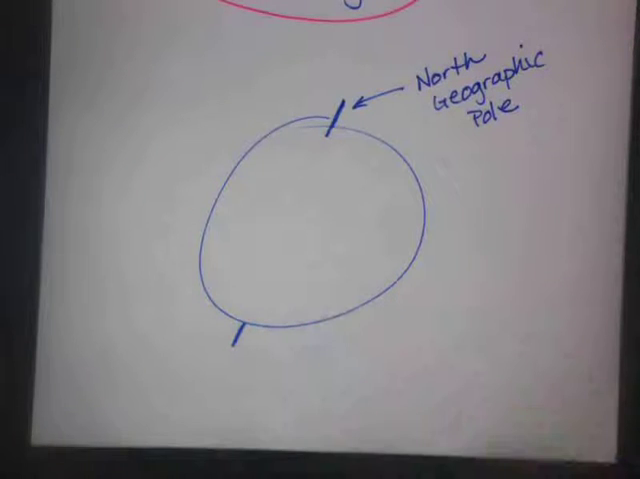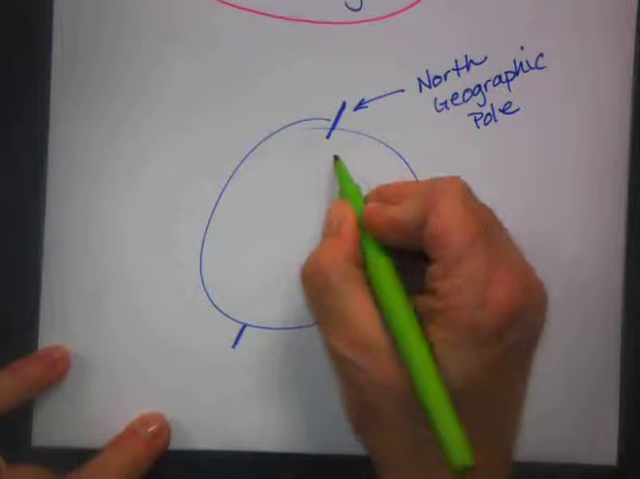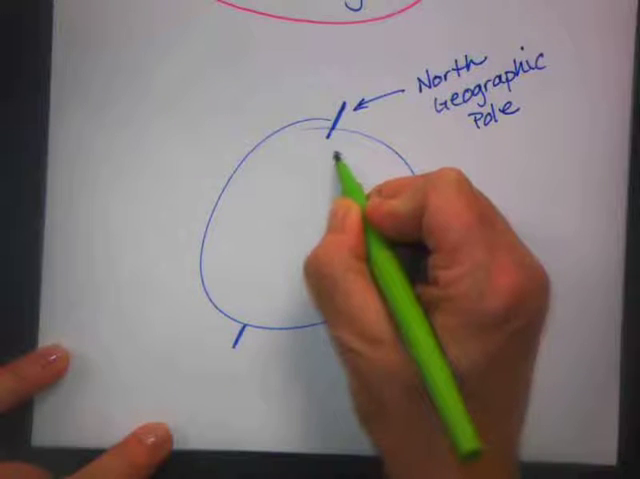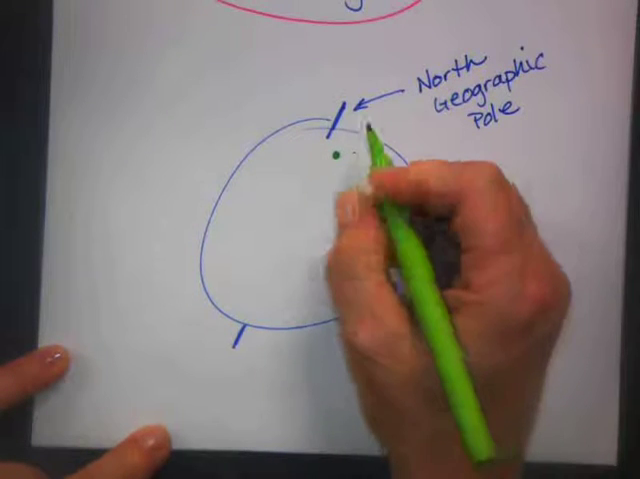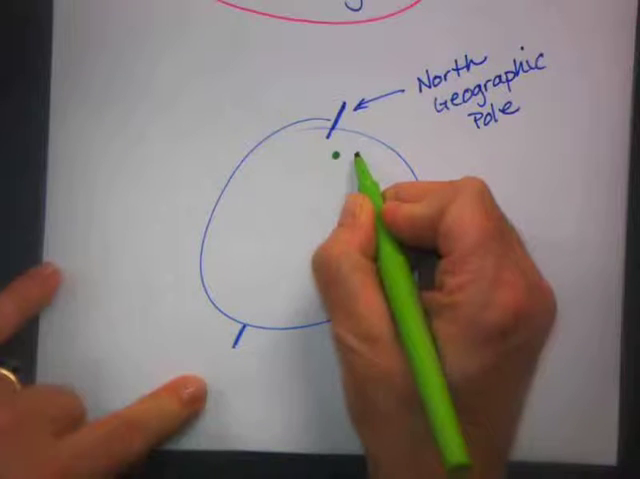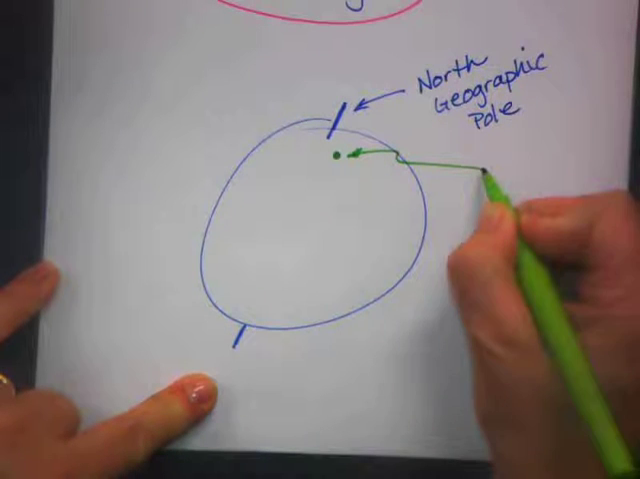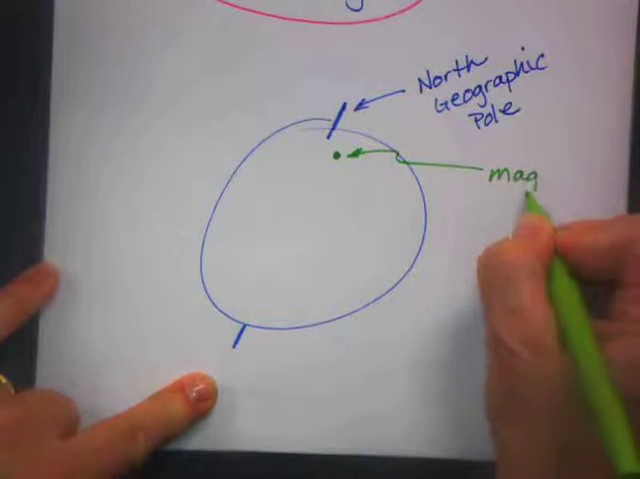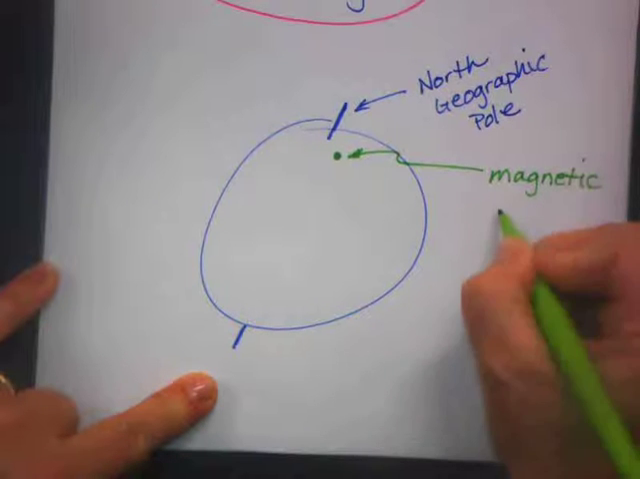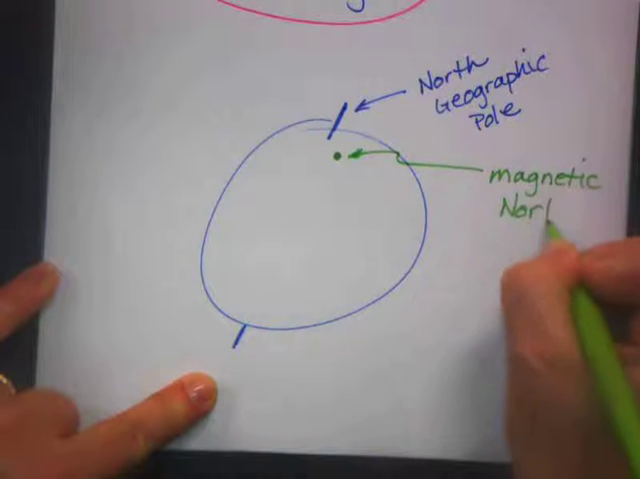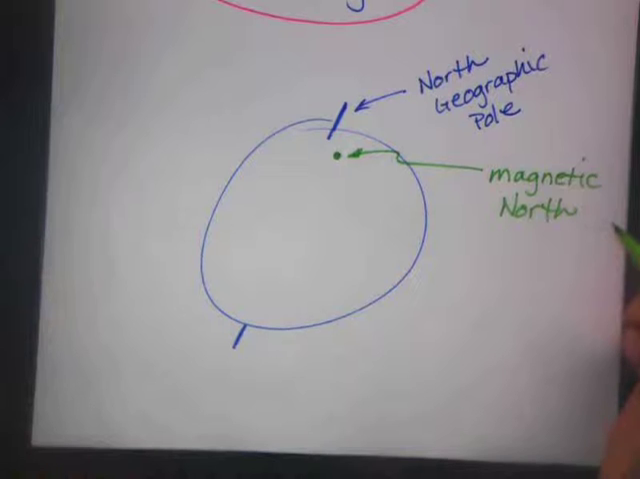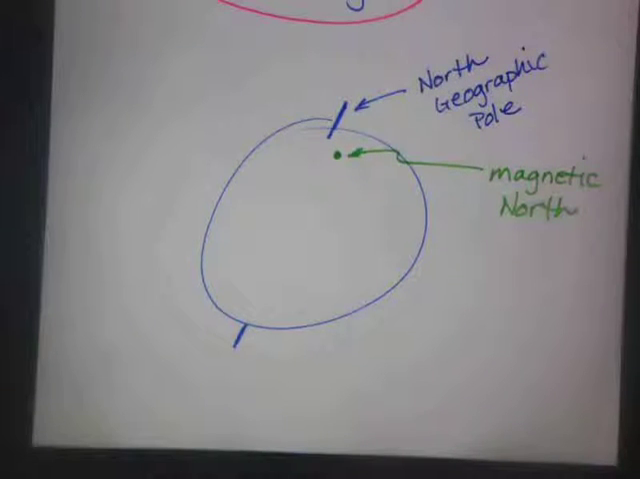So the North Geographic Pole is not the North Magnetic Pole. The North Magnetic Pole is somewhere in northern Canada, and that's actually the south pole of a magnet. So it's called magnetic north. If we go to the exact north geographic pole, our compasses will point south. That is correct.